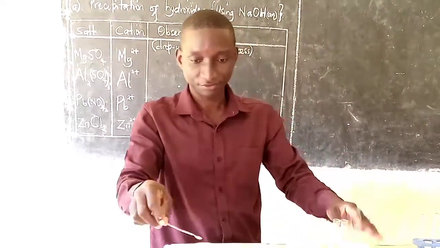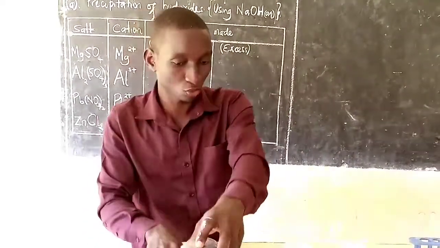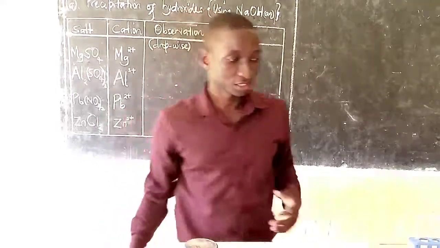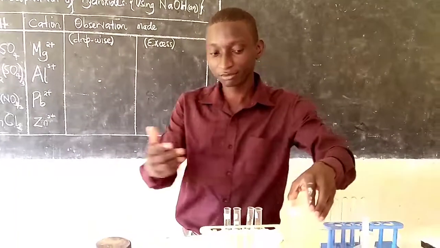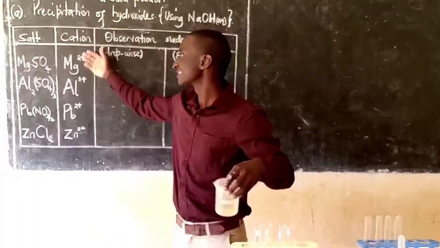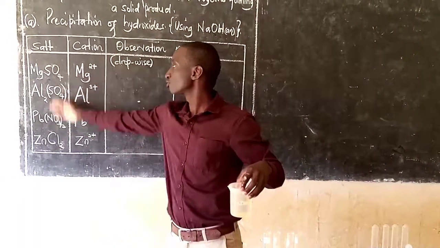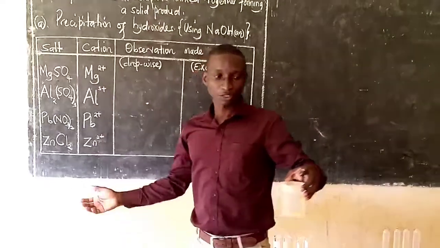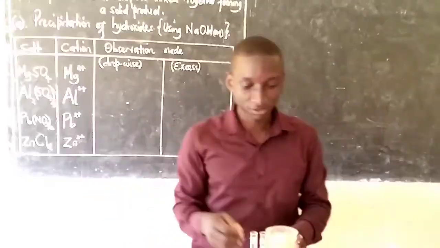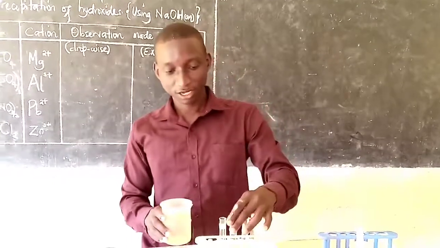So we have our salt substances. The next thing we do is to dissolve them. Why are we dissolving them? Because we want to come up with these cations. When these ones go in solution, they release these cations, and therefore these cations will be able to react and precipitate as we want.